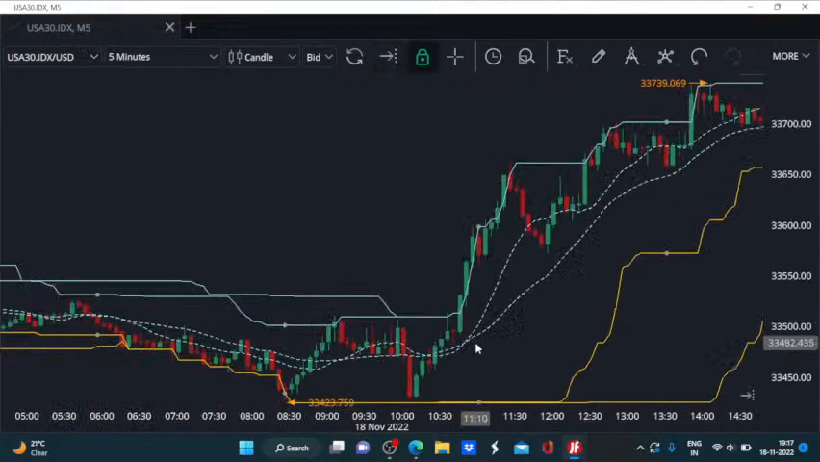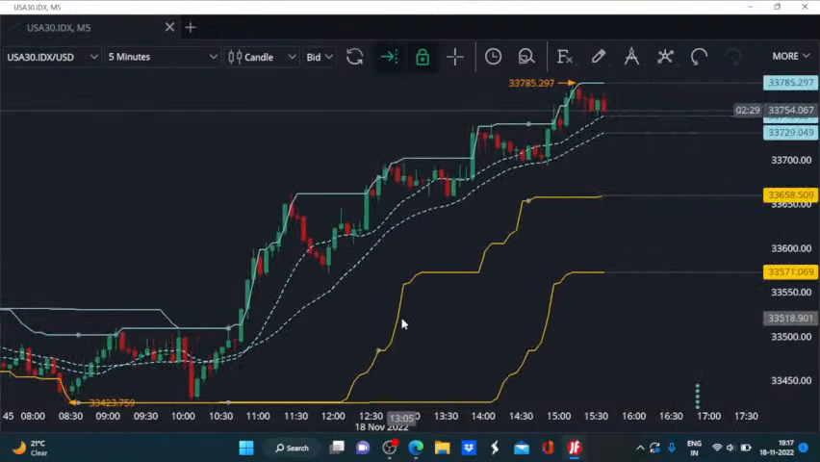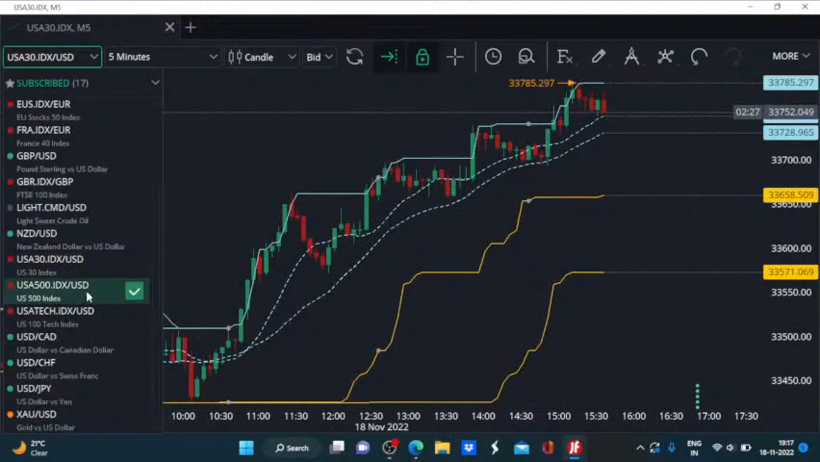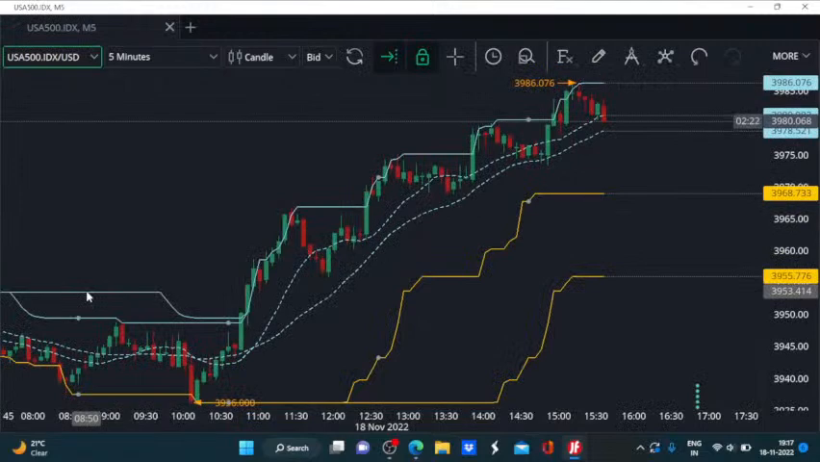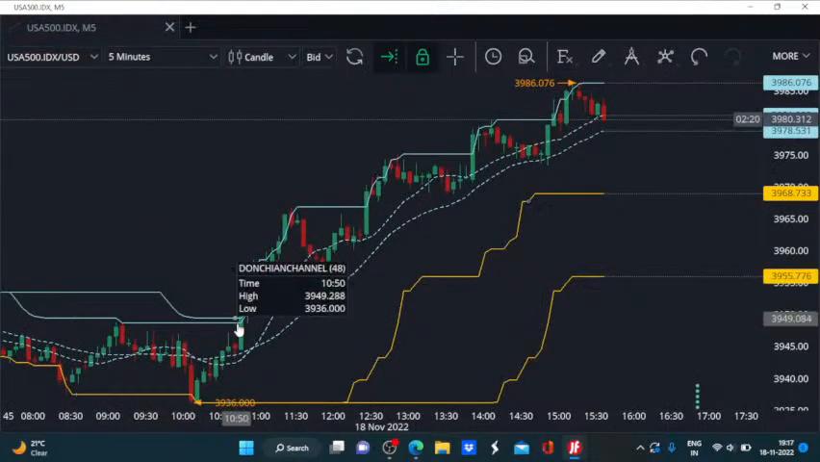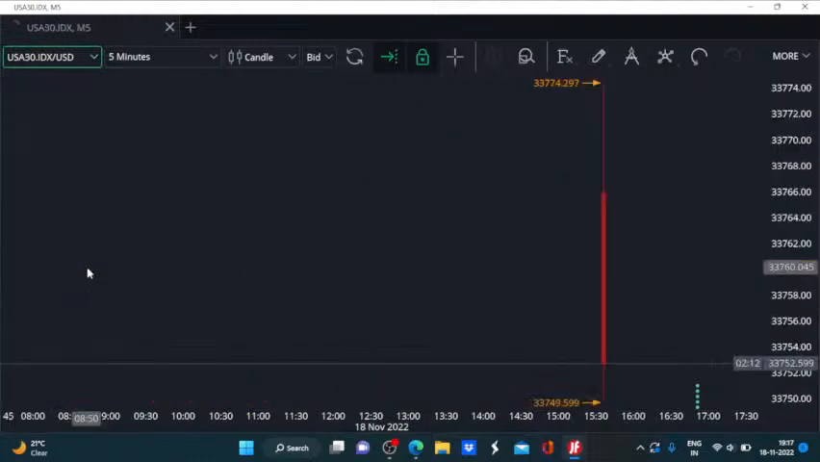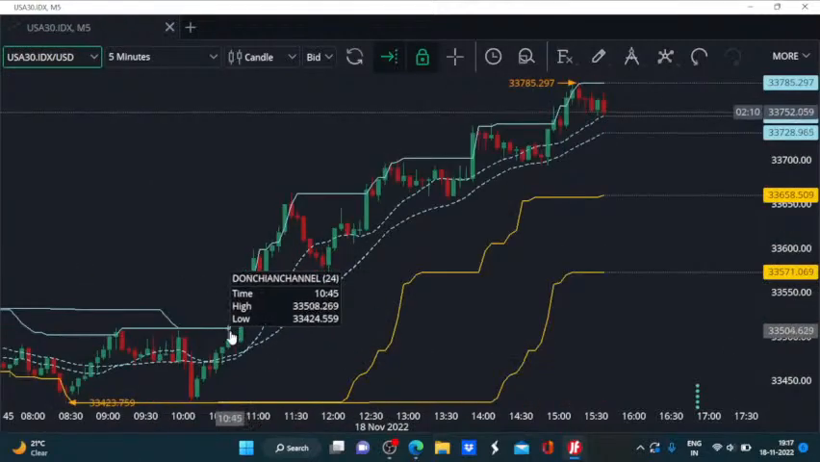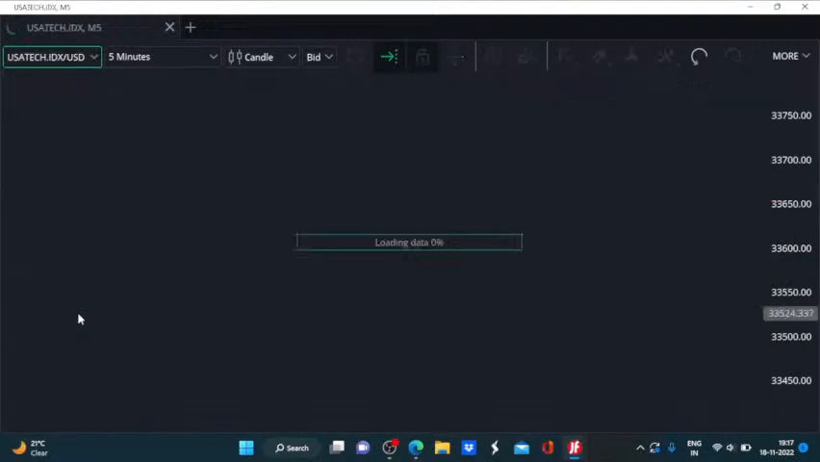The 4 hourly high was made at 10:45 GMT, so let us compare what happened in the other index. For S&P 500, the high happened at 10:55 GMT, so S&P 500 seems to be lagging the Dow Jones Industrial Average when it comes to its upward momentum.